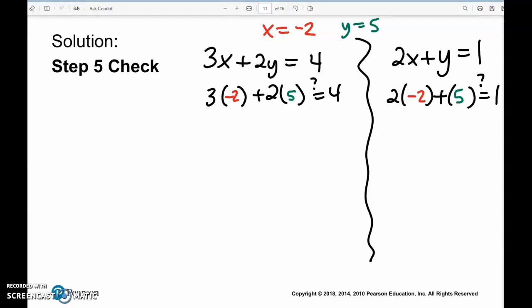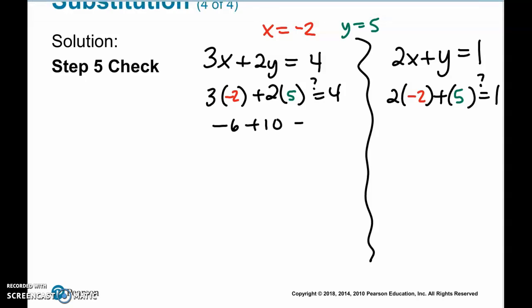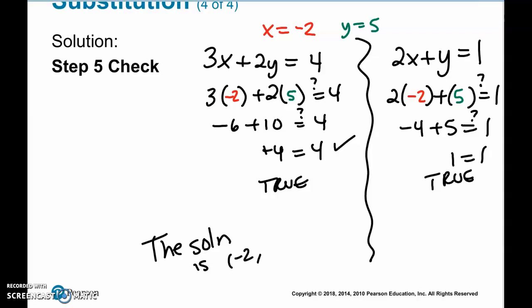And then I'm going to make sure that the two sides are equal. So I have -6 plus 10. Does that equal 4? Yes. +4 on both sides. So that's true. And then here, -4 plus 5. Does that equal 1? Yes. So it's true here. And so since they're both true, the solution here is -2, 5.